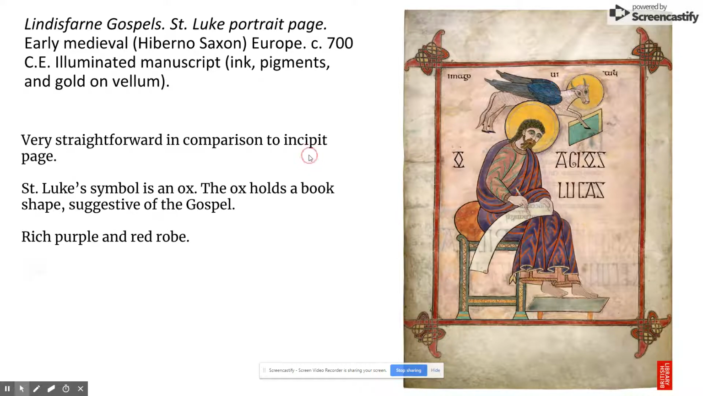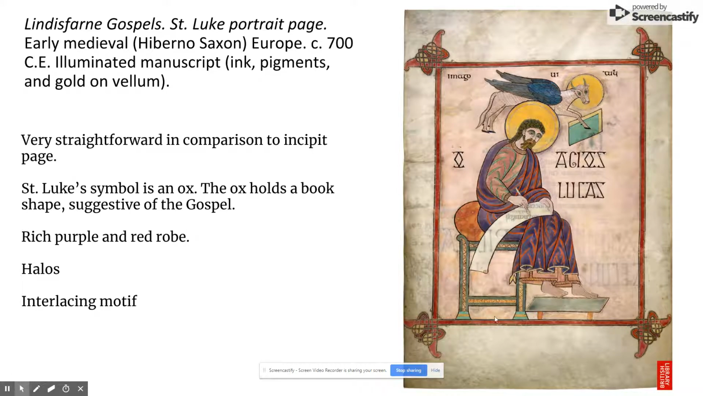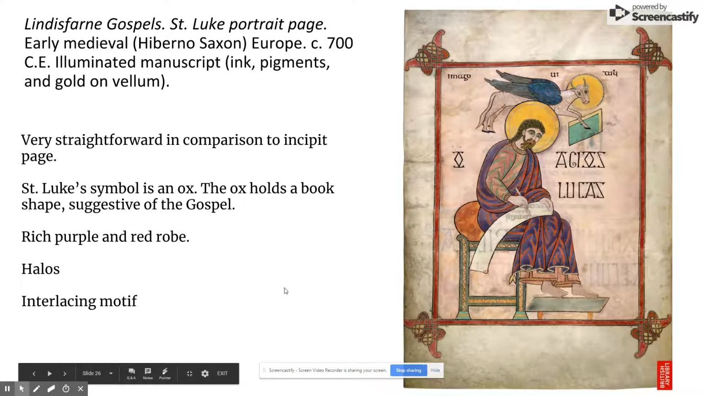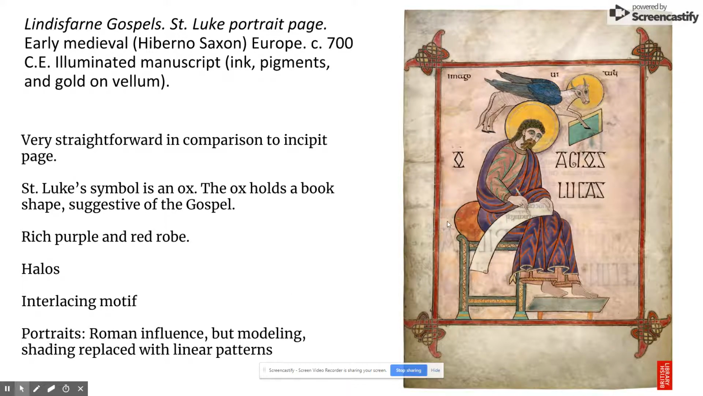Okay, so St. Luke. He's obviously got a big halo, and so does his symbol, the ox. I've already mentioned the interlacing motif, which you can see here, and here, and on his robe as well. So that creates unity. There's a term for you, right? Good. So the portrait pages have Roman influence, but obviously they're doing their own thing since they're not in Rome anymore.